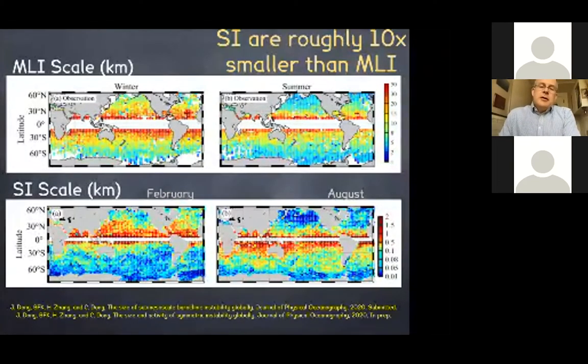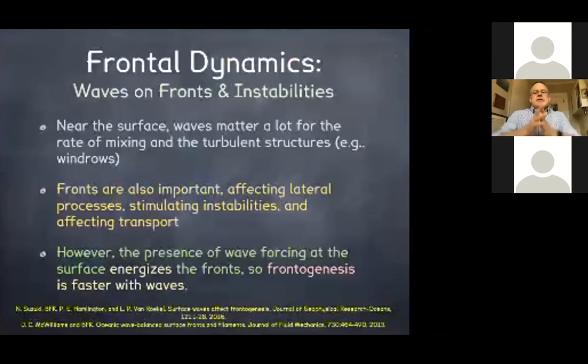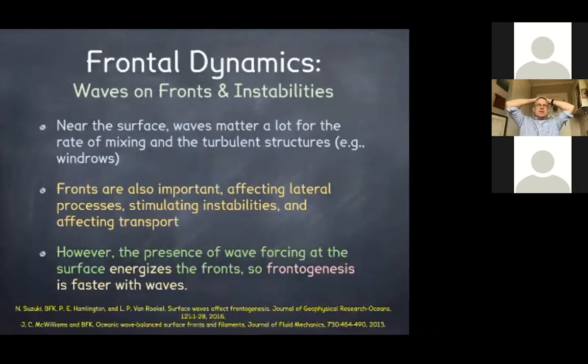These eddies are small. I'll skip that part. Okay, so we've got a position. We've got these instabilities. They will affect the climate system if we parameterize them. We've got waves. We've got fronts. Is there one more dynamical link that we need to think about?